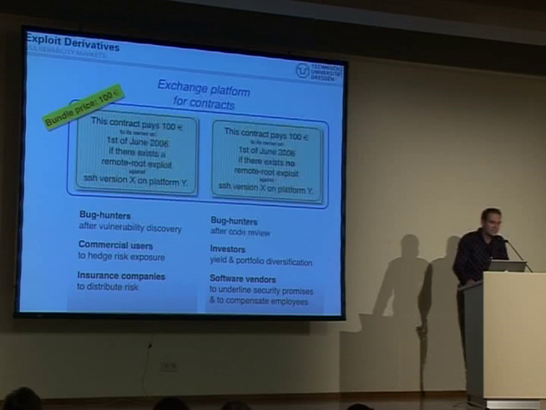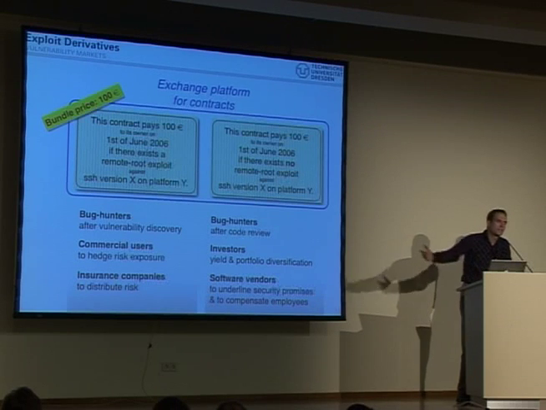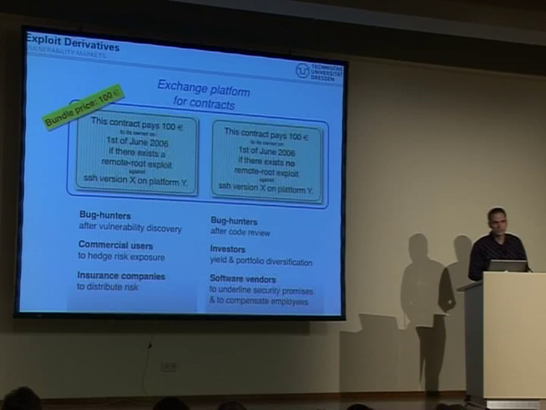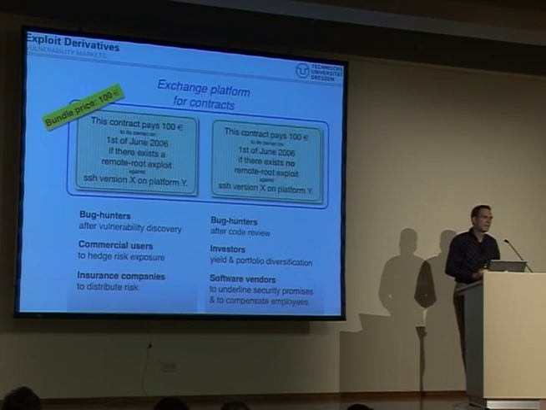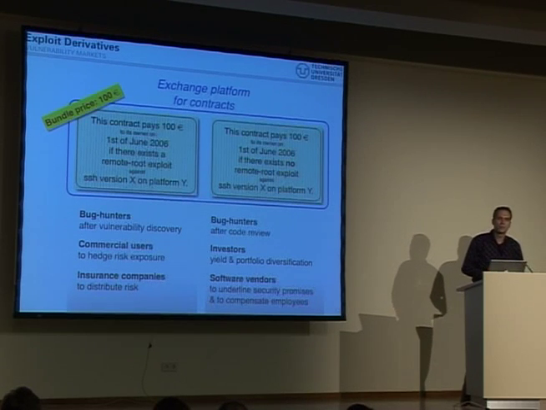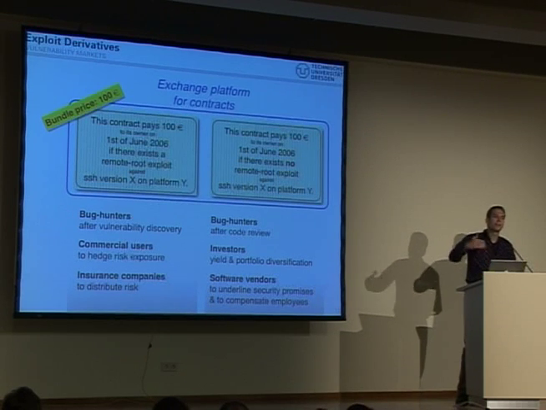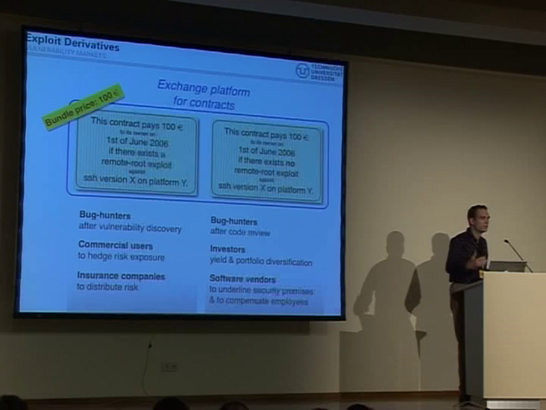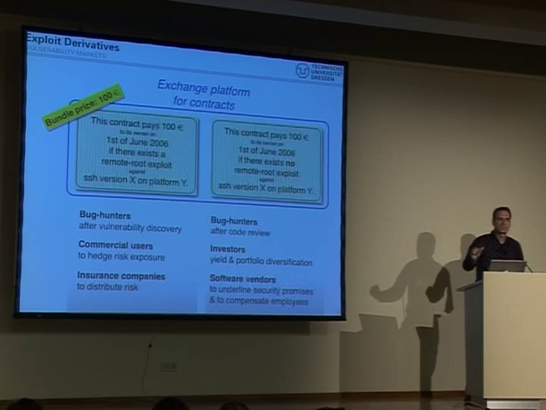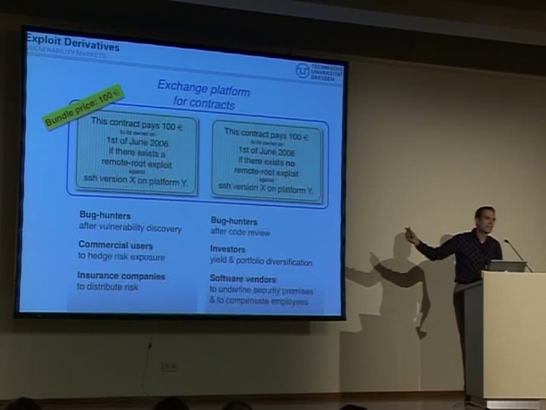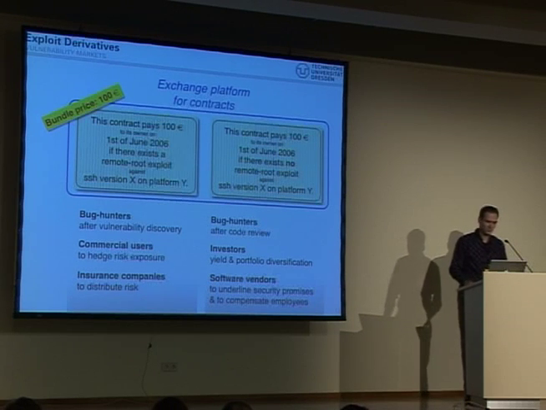And last but not least, software vendors could use these contracts in two ways. First, if I have a lot of assets in this type of contract, then I underline my security promises that I trust my own software. And I can also use these contracts to compensate my employees, at least part of their salary, in order to give them an incentive to develop secure software, because part of their compensation is regulated by the outcome of the actual security of your product.